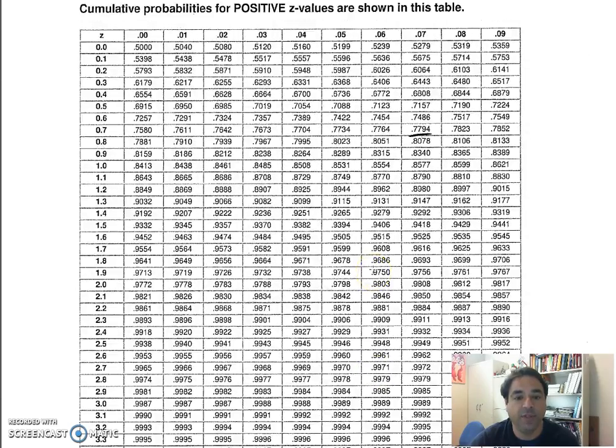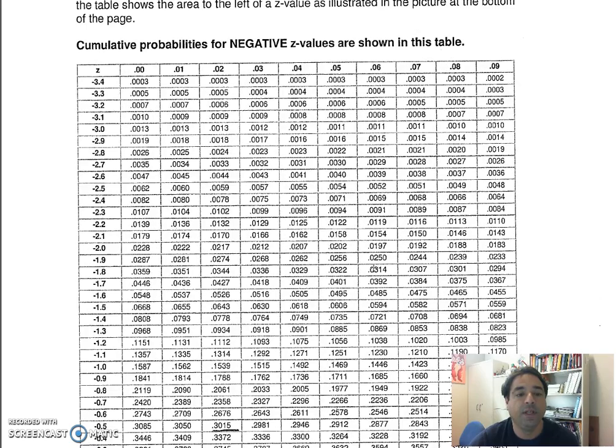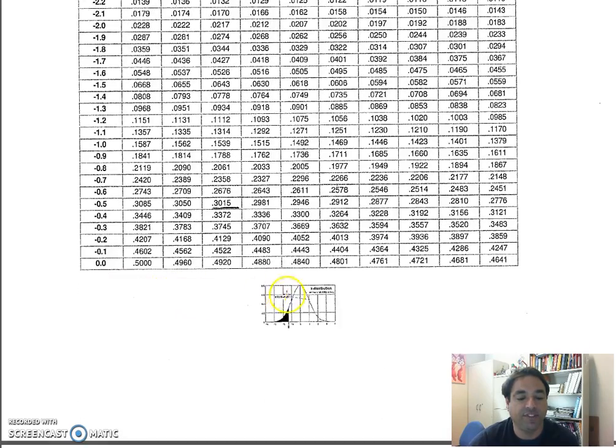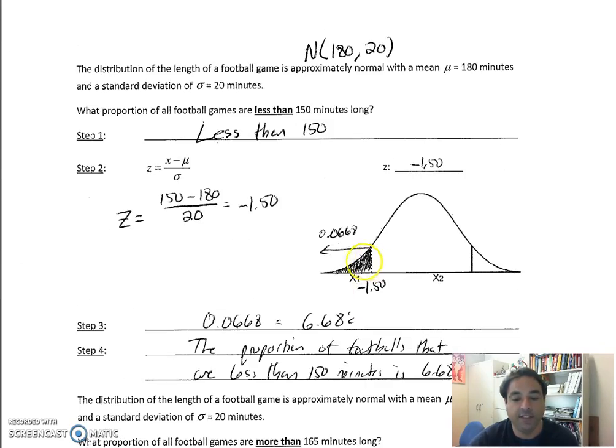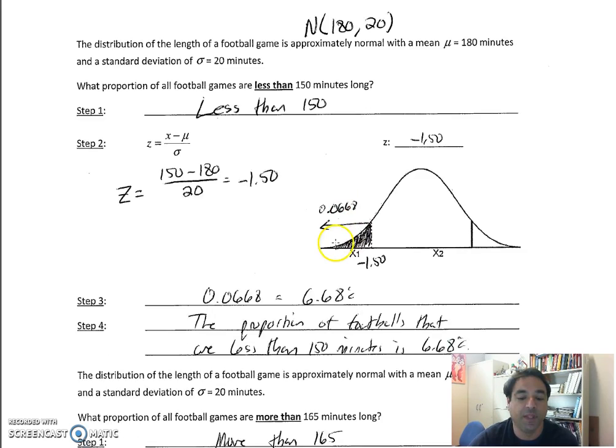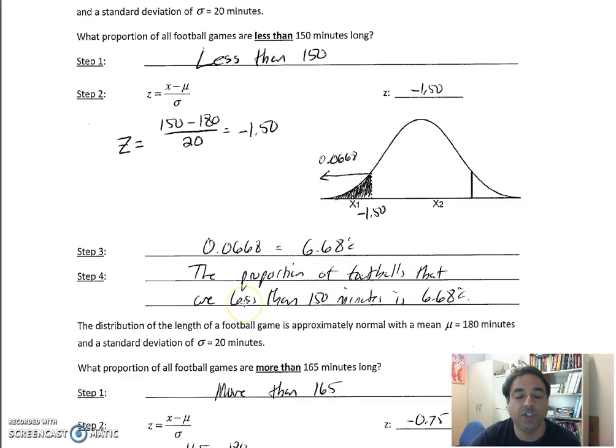So we're going to look up a z-score of negative 1.50. So I go to the negative table, negative 1.50. That gives us 0.0668. And remember, the table always tells us less than. So we're looking for less than. The table gives us less than 0.0668. So our percent would be 6.68%. Now we always stop and double check. Remember, the entire curve is 100% underneath, and this was a small portion. Our answer is small, everything checks out. So the proportion of football games that are less than 150 minutes is 6.68%.